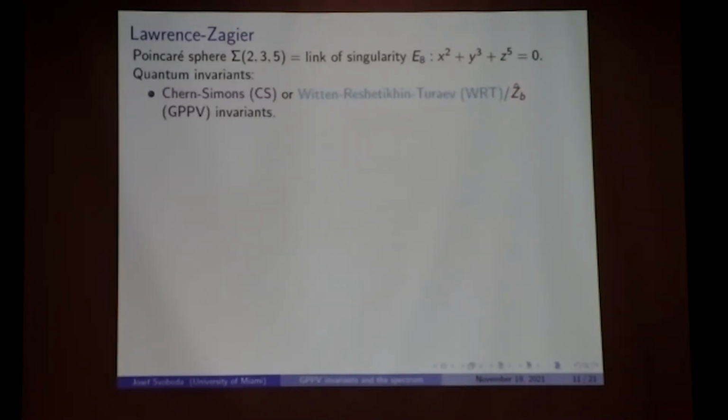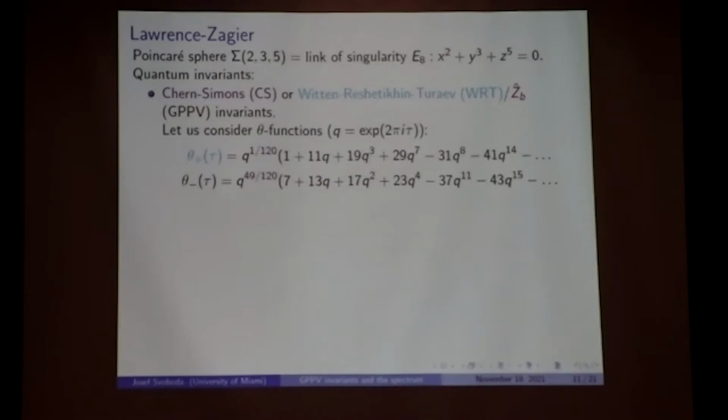And we want to study Chern-Simons theory, so the Chern-Simons invariant of connections. And there is this more refined story of Witten-Reshetikhin-Turaev, Chern-Simons theory, or this GPPV invariant Z-hat, which Hugo was talking about in his lectures. So those are invariants which produce modular forms, and they are of course related to this Chern-Simons. So now I will talk about the Lawrence-Zagier paper from 1999.